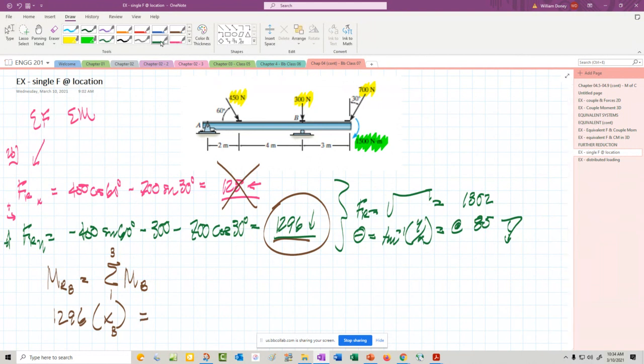Now, we don't want to forget the 1500. So I'm going to put that in first. And I'm going to include all the other forces. Now, since I made that one positive because it's down, we're really solving this for positive this way.